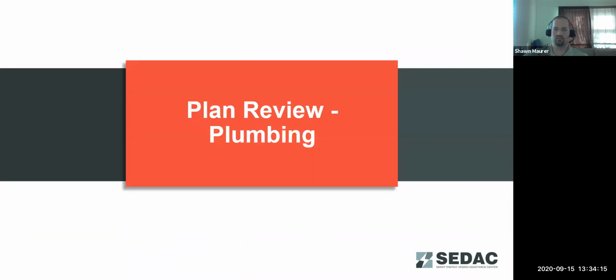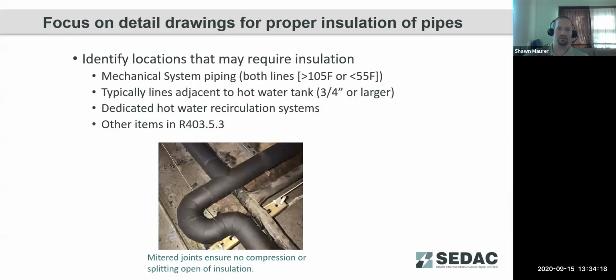Moving on to plumbing plan review. One common thing we see with plumbing installation is the installation of insulation on plumbing piping. Something that would be very useful to include in those details is mitering of those insulation joints to relieve stress on that insulation and make sure it's not compressed, which reduces its R value. And also where it's stretched on the outside bends of those joints, that's a place of increased wear and failure for that insulation.